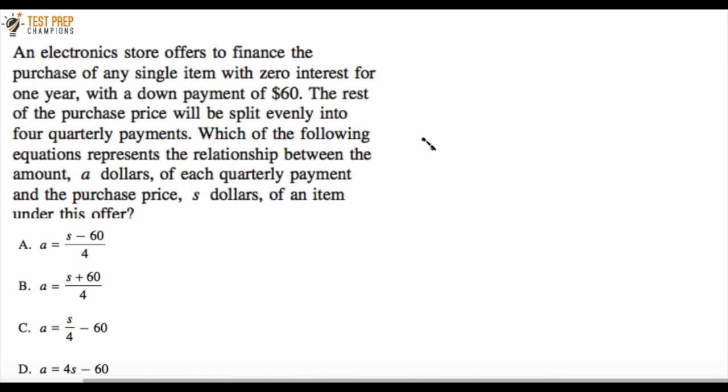So let's say I go to an electronics store and let's say I'm buying a PS5 because I want to play the new Silent Hill 2 remake whenever it comes out. That was one of my favorite games for the PS2 back in the day.